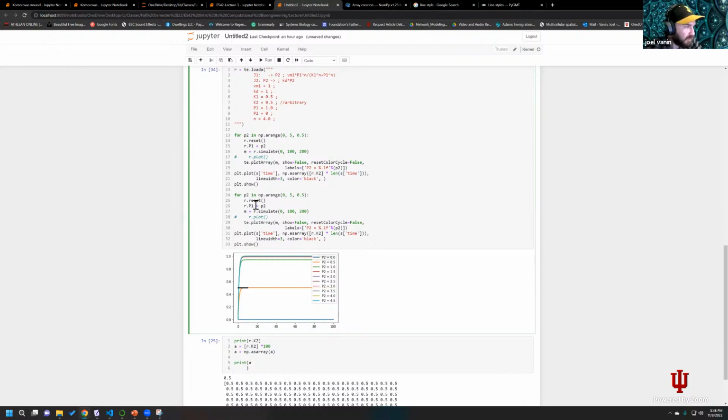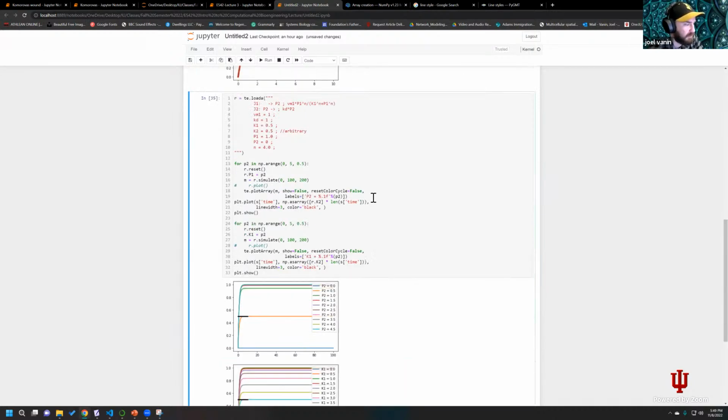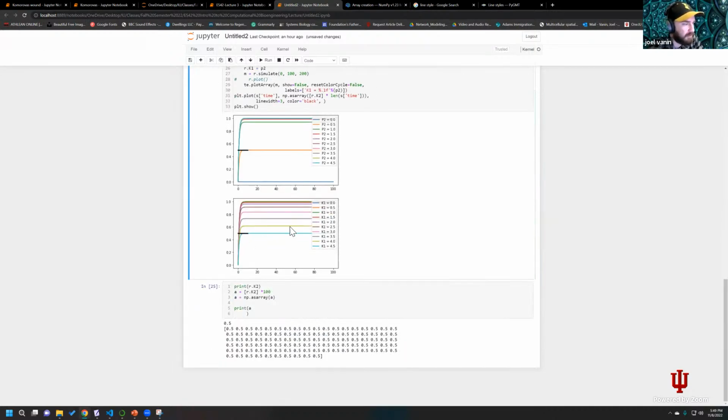Oh, this is for P1 actually. Well, P2 doesn't change. P2 is the result. So we can change this for K1 and just call it K1. Let's see if that works. Live testing. Yeah, that also does the same thing. Here you see that the time it crosses that line will change depending on the value. So you do see that the time changes.